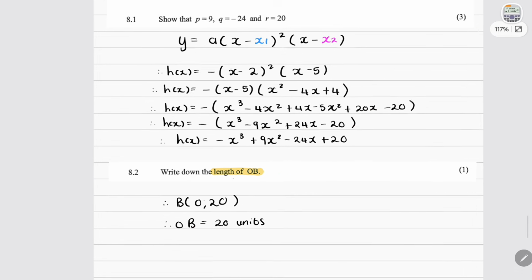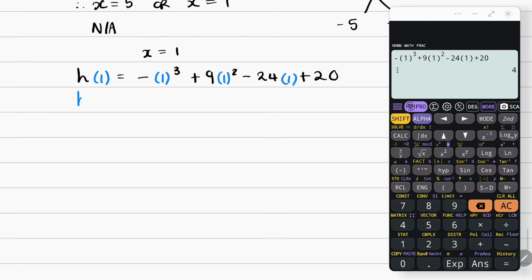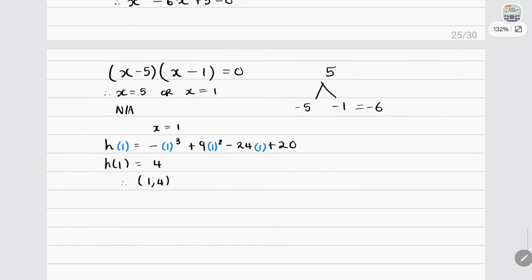Okay, so we just need h of x. I'm just going to take this equation and substitute 1 in here. And when we substitute 1, we get 4. Okay, so the y value is 4. So that point of intersection is simply at (1, 4). That's where the graph of h intersects with that tangent.